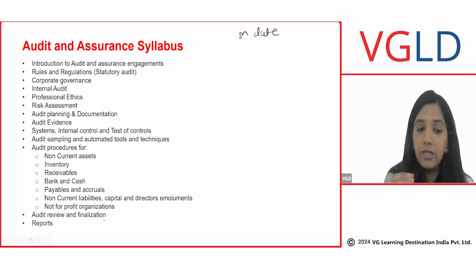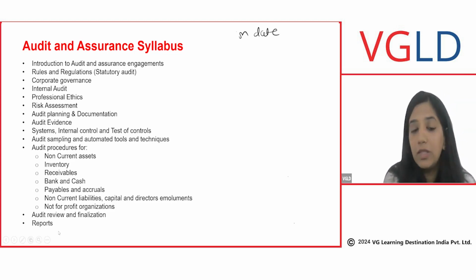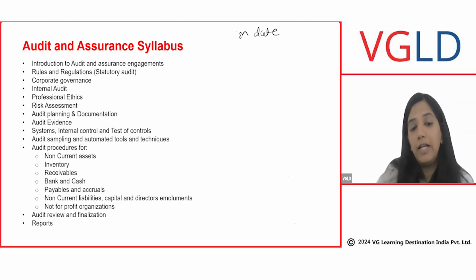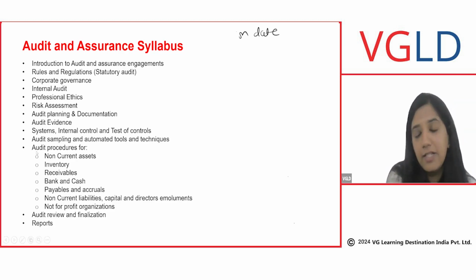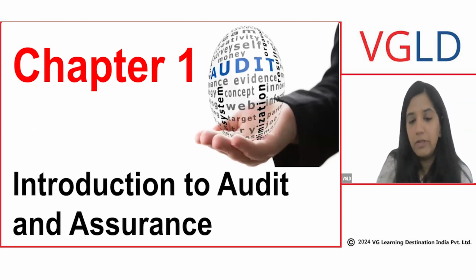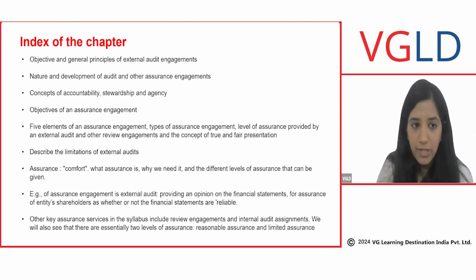So there is a different standard for all these points. How do you plan it? What kind of audits do you do? What kind of procedures do you follow? How do you take a sample? What are your internal controls and tests of controls? And how do you create a report, types of opinions that you give in a report, and what should be the format of your report? So everything will come in further classes. Each point has a different standard. I'm telling you guys again. So let's begin with the first chapter, which is Introduction to Audit and Audit Assurance.